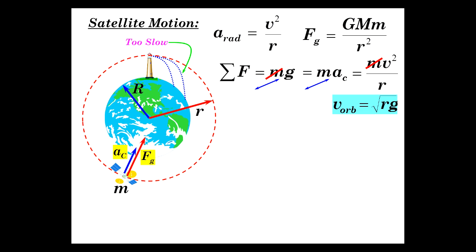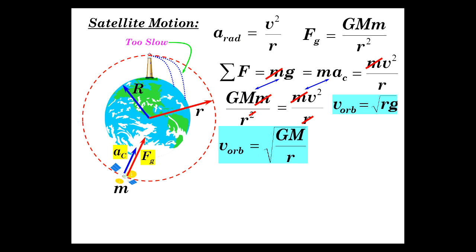Look at mg equal to m a c again. mg is GMm over r squared, and m a c is mv squared over r. The small masses go away, one of the r's goes away, and we have the orbital velocity, or we could just say orbital speed: the square root of GM, big G, big M, over the radius of the orbit. Okay, we got this before.